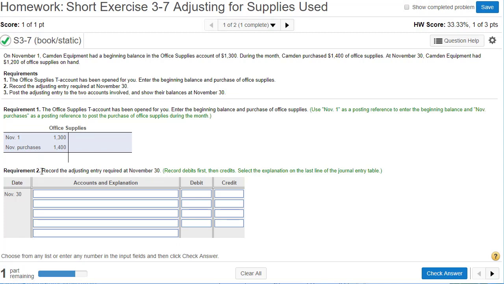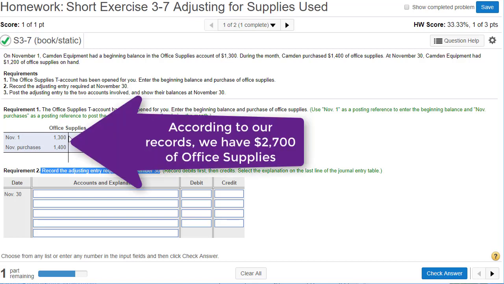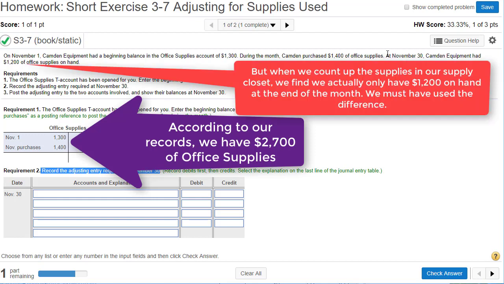All right, requirement 2, record the adjusting entry required at November 30th. So we have to figure out how much office supplies have been used. According to this T account, we have $2,700 of office supplies, but do we really? No. At November 30th, Camden Equipment had only $1,200.